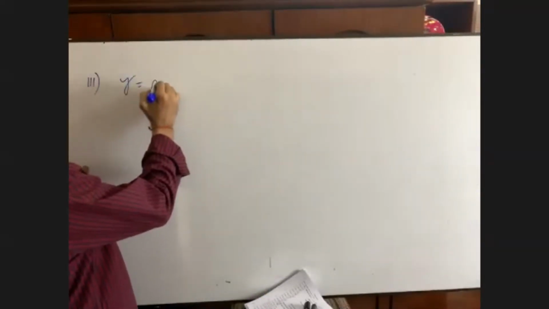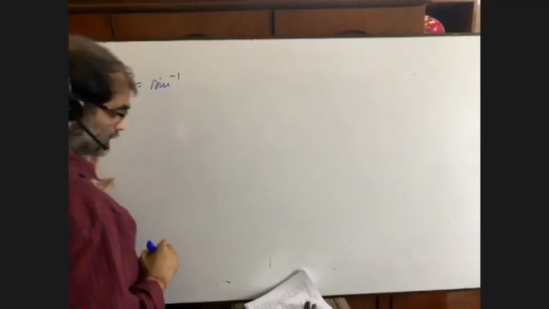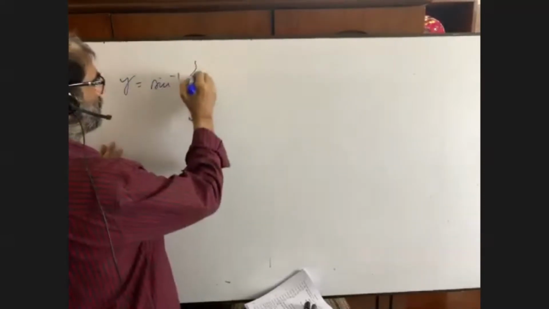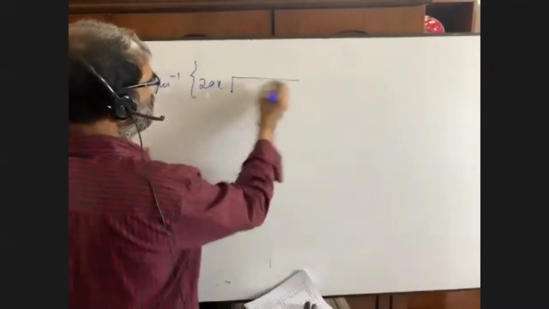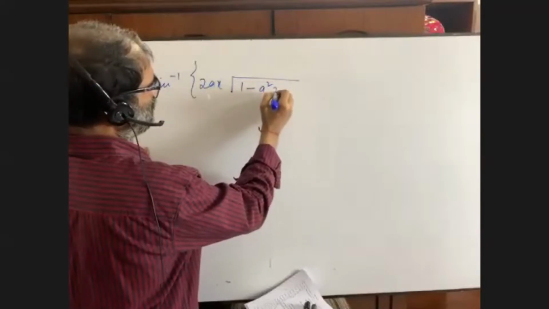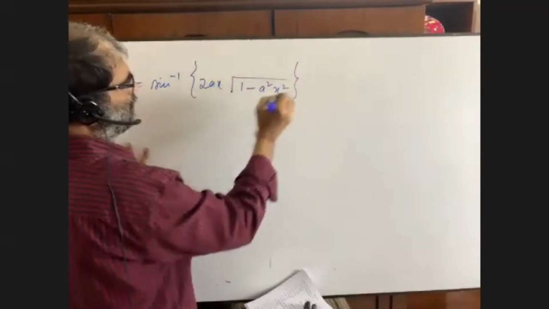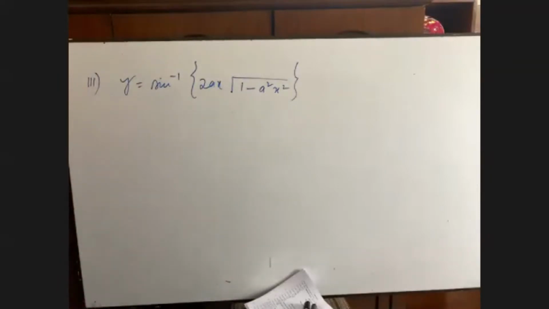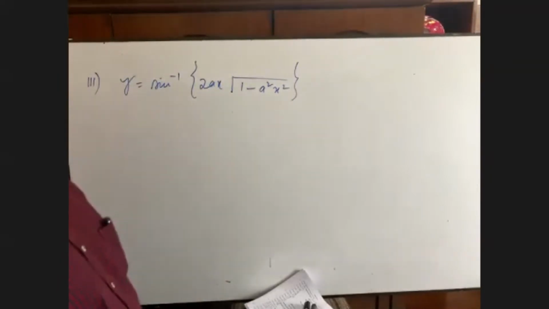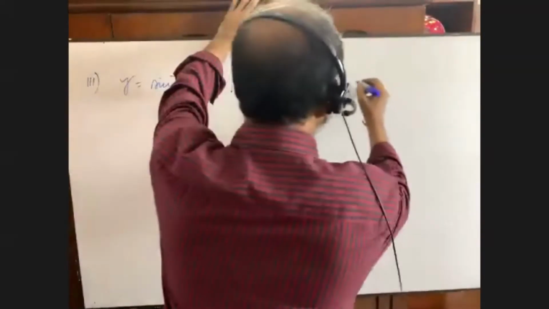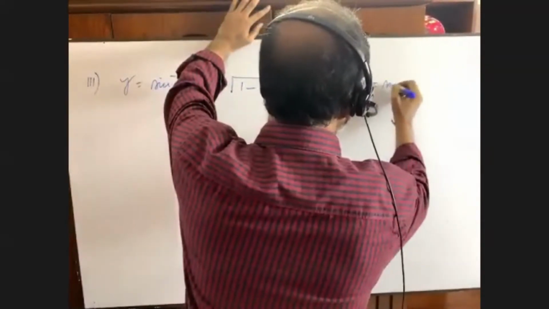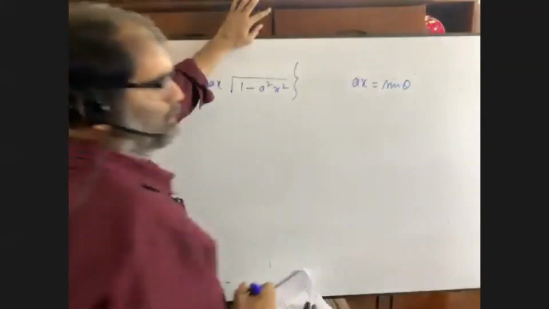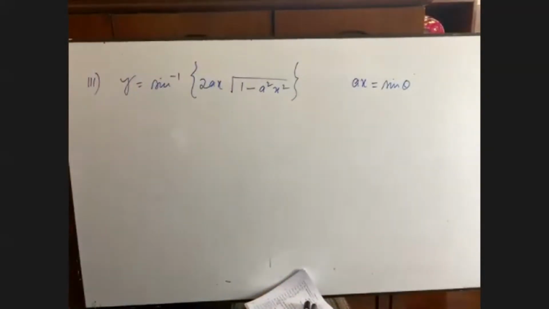Question number 3. Sine inverse, important math. y is equal to sine inverse 2ax root over 1 minus a square x square. This is the math. What will you do? You forget a. Okay, we can write here ax equals sine theta. Write down ax equals sine theta.